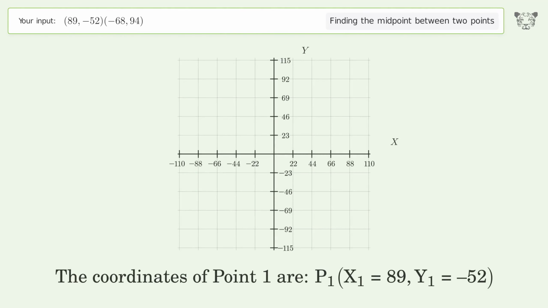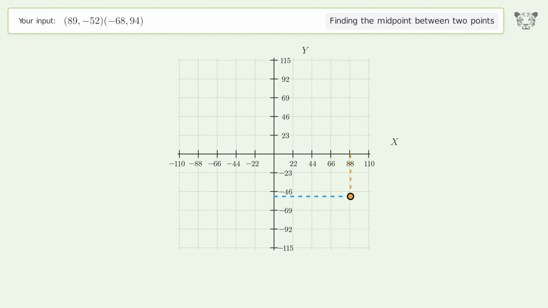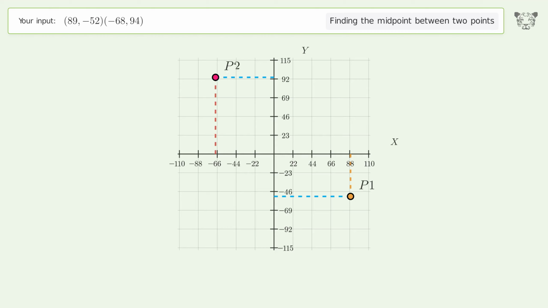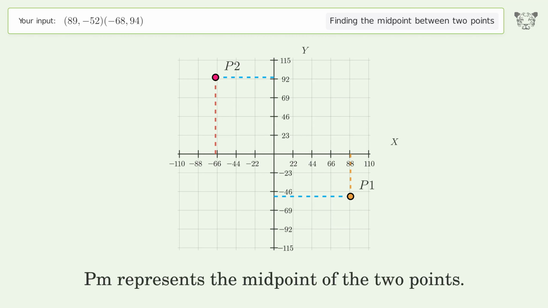The coordinates of point 1 are x1 equals 89, y1 equals negative 52. The coordinates of point 2 are x2 equals negative 68, y2 equals 94. PM represents the midpoint of the 2 points.